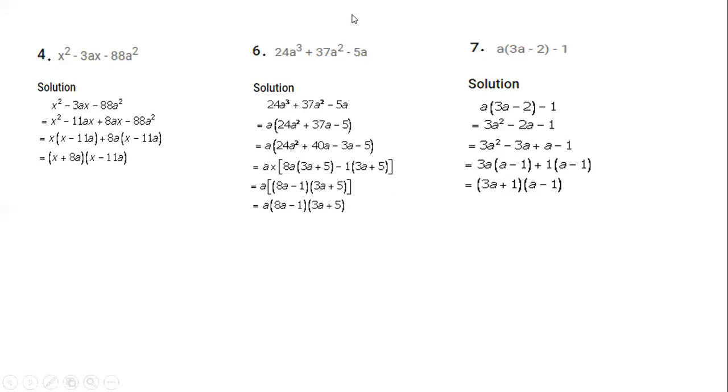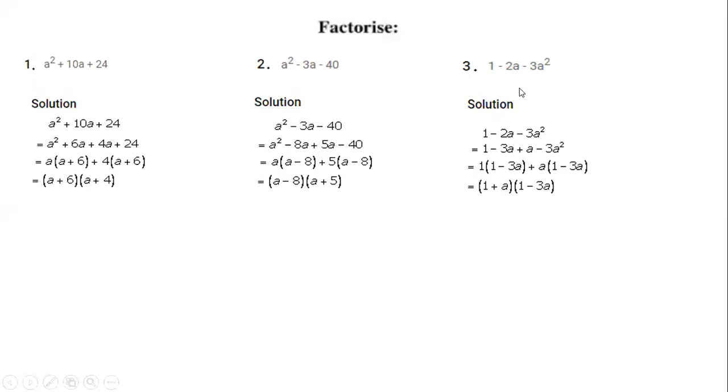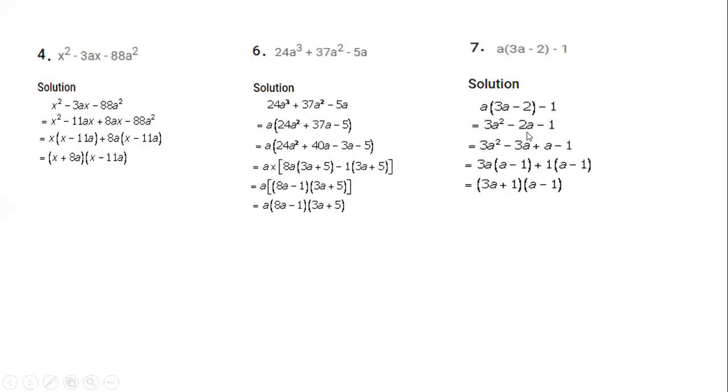Come to part 7. Here the question is a into 3a minus 2 minus 1. First of all, multiply this a with 3a. It is equal to 3a square. Then a into minus 2, this is minus 2a, minus 1 as it is. See, this is the same as question number 3: 3a square, 2a, 1. But here it is 3a square minus 2a minus 1. Values are the same, but signs are different.